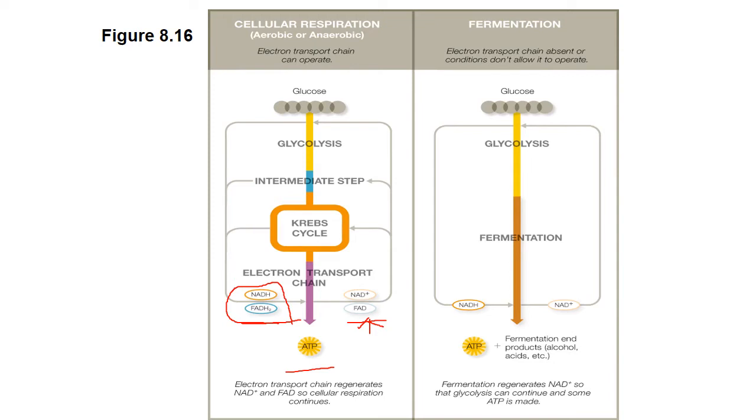On the right side of the screen, you will see the word fermentation. What you will also see is that you're going to make less ATP, which we'll discuss in the third video. You still start with glucose. Glycolysis is performed. We still see NAD plus and NADH. However, the process is slightly different than an aerobic or anaerobic fermentation.